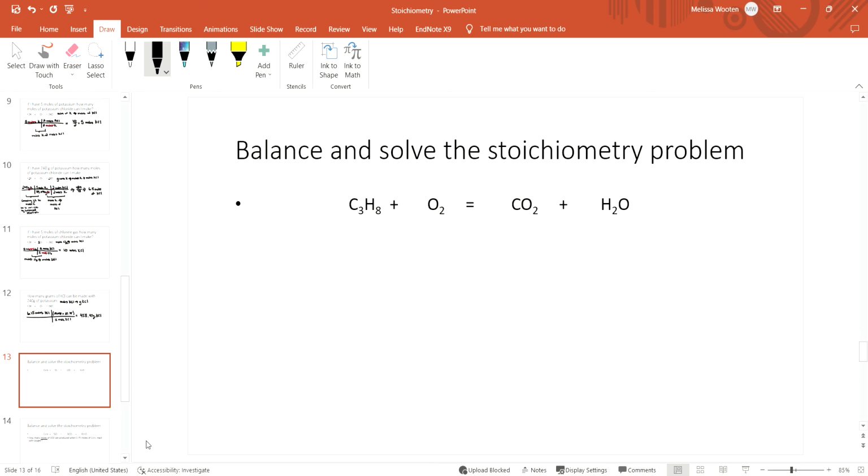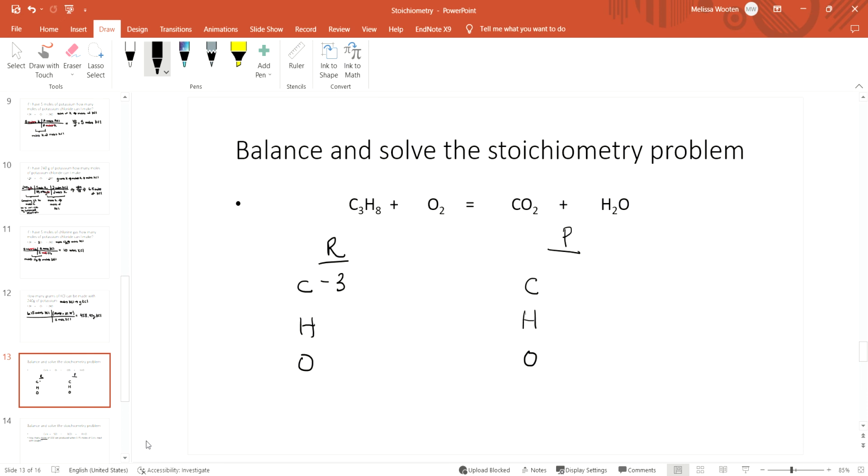So we're going to balance and solve this stoichiometry problem. We're going to need to balance first, which is why I left some room, and then we'll have the stoichiometry problem on the next slide. Okay? So, for our reactants, carbon, hydrogen, oxygen. Remember, this is a combustion reaction, like I was talking about earlier. And so you want to try to fix your carbons first if they're not already fixed, and then fix your hydrogens, and then fix your oxygens.